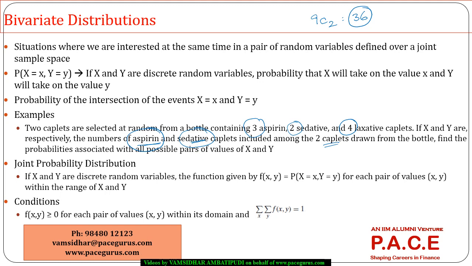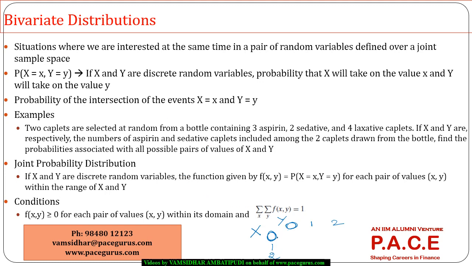Okay. Now if you see X, Y, right? So X can take 0, there could be 0 aspirins, there could be 1 aspirin, or there could be 2 aspirins. Similarly, when I am talking about sedatives, there could be 0 sedatives, 1 sedative, 2 sedatives. So all these are possibilities. So this is what we are calling the joint distributions or the joint probabilities associated with X and Y.